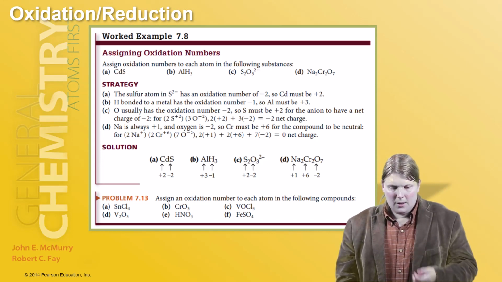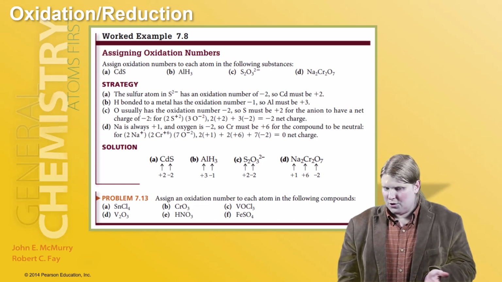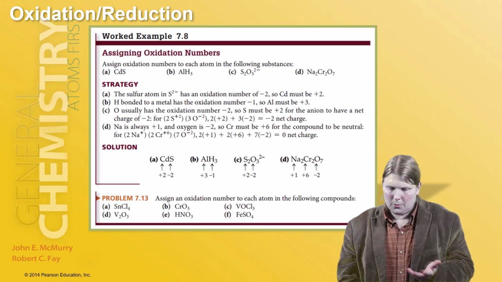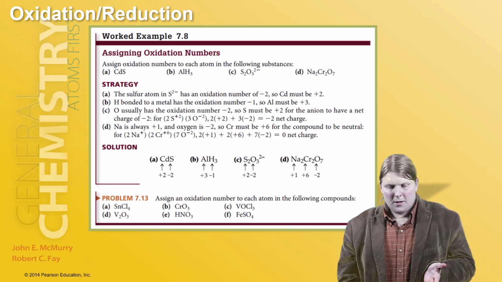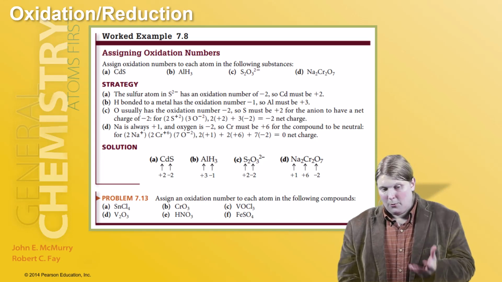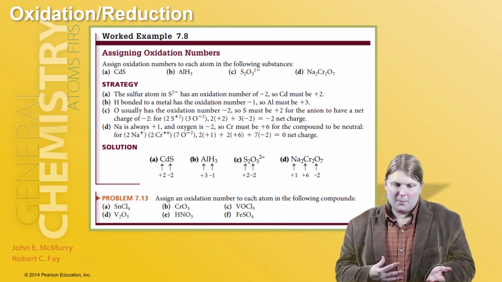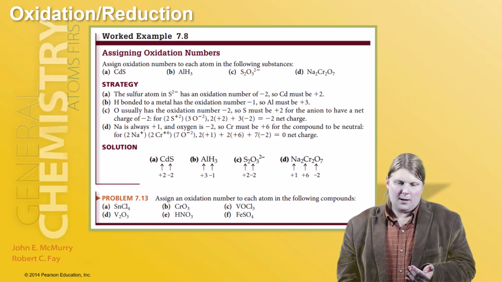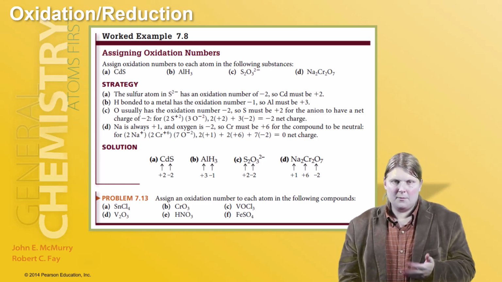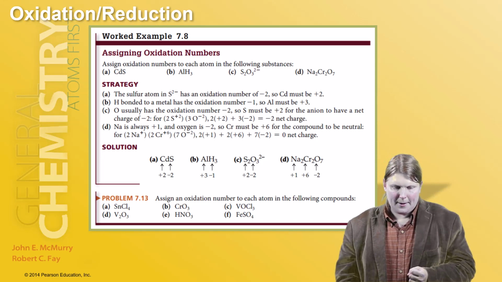Looking at B, we know that aluminum is generally a +3. That's one of our common ions we would run into in a 151 class. So in this example, hydrogen would have to be -1. And that works out because hydrogen can be +1 or -1. And since it's with a metal, it's often -1 instead of +1, as it is in most molecular compounds.